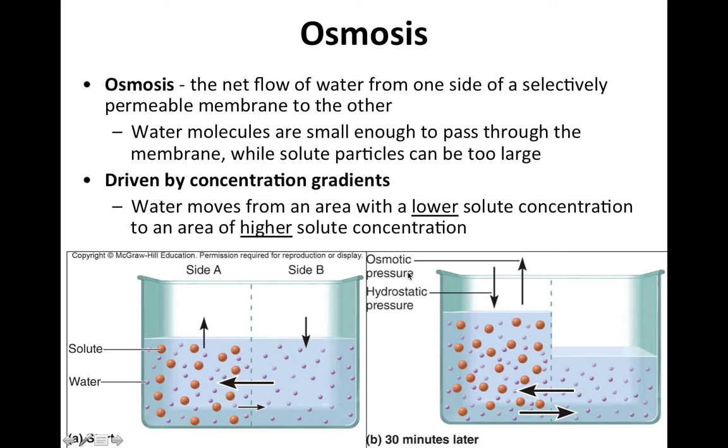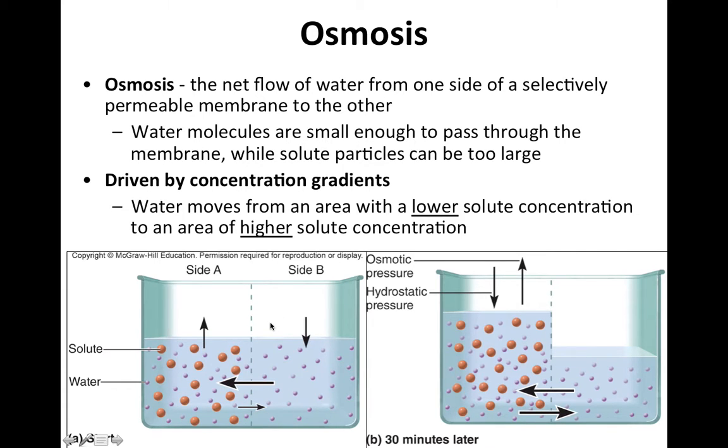Another kind of passive process that we see is osmosis. So osmosis is essentially still diffusion. It's still the movement of something from high to low concentration, but it's specifically the movement of water, not just any solute. So of course, we're still looking at a selectively permeable membrane here. The example would be our cells.